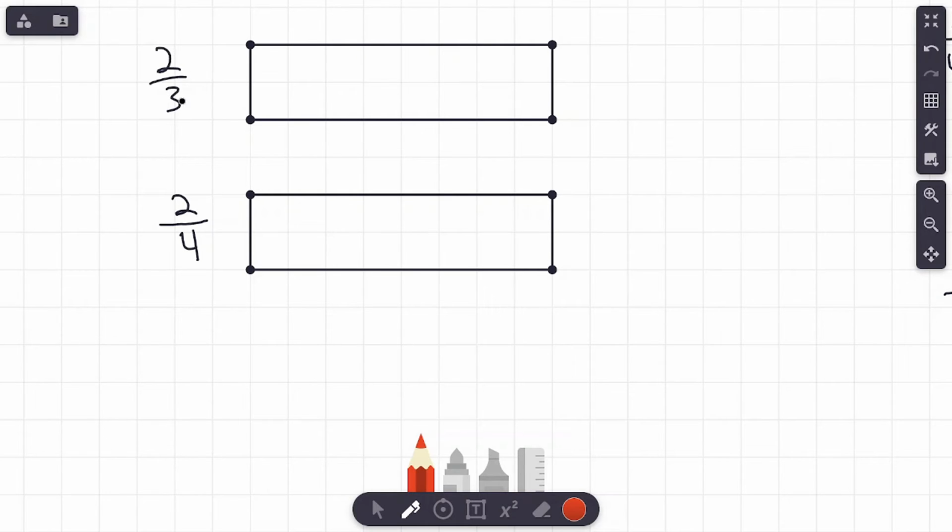I've got 2/3, and I'm going to break this up into whatever my denominator says, and that says 3. So I'm going to break this up into 3 equal sections. Here's 1 section, 2 sections, 3 sections. My numerator up here at the top tells me how many sections to color in. That's going to be 2. So there's 1 and 2. There we go. All right, so we got 2/3 up here.